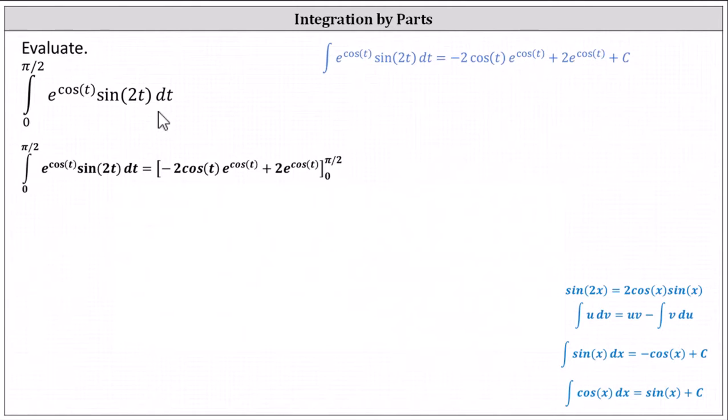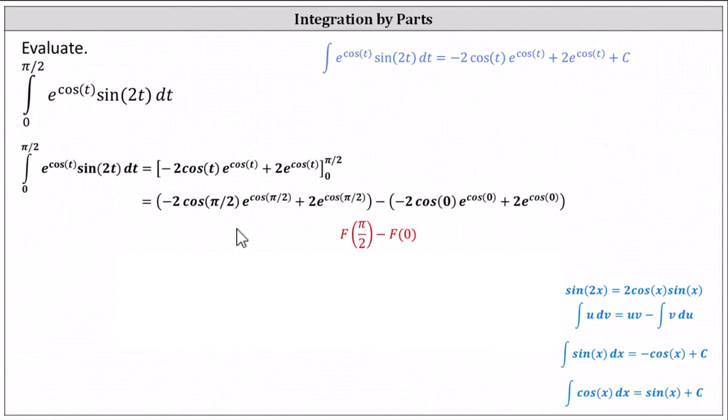Again, we have the antiderivative at the top in blue. Going back to the original definite integral, we now use the antiderivative without the plus c and determine big F of pi divided by 2 minus big F of 0. So here we have big F of pi divided by 2 minus big F of 0. Recall cosine pi divided by 2 equals 0, cosine 0 equals 1.